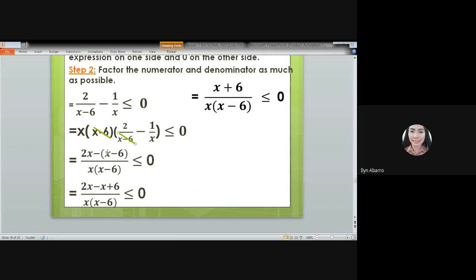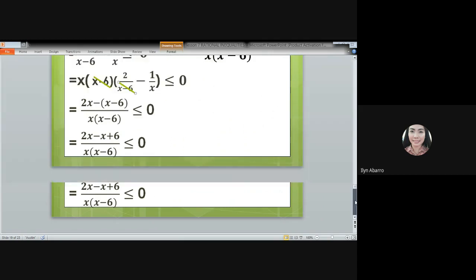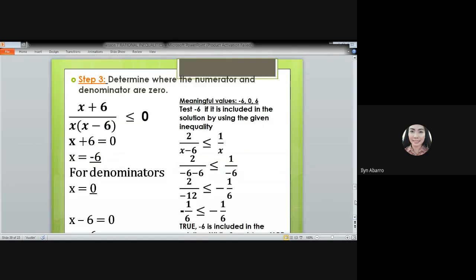Bring down 2x. So, yung positive x magiging negative x. Yung negative 6 magiging positive 6 over x minus 6 is less than or equal to 0. Perform the operation. 2x minus x is x plus 6 over x times x minus 6 is less than or equal to 0. So, now we have a single rational expression here and 0 on the other side of the inequality. We can now proceed with step 3, finding the critical values.